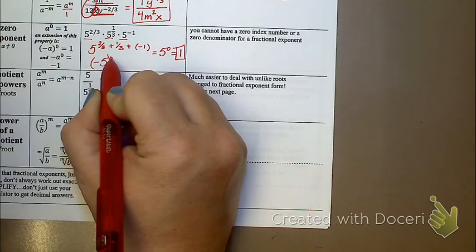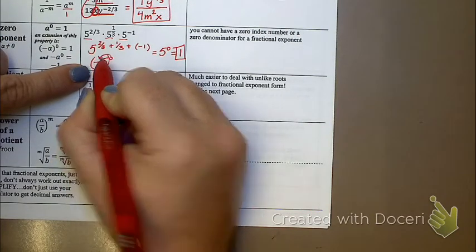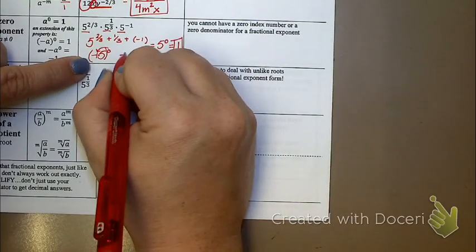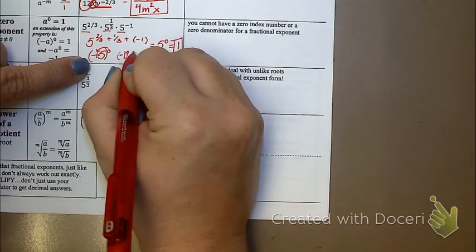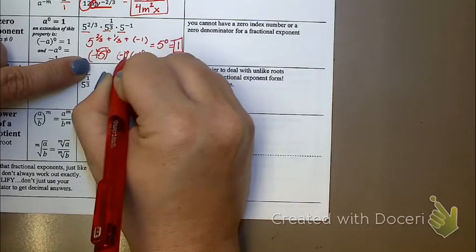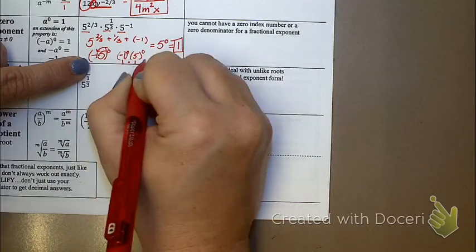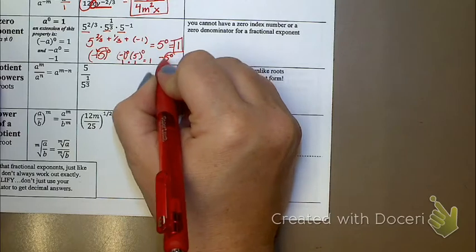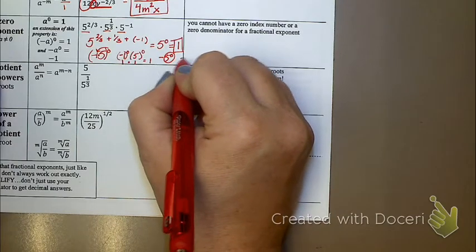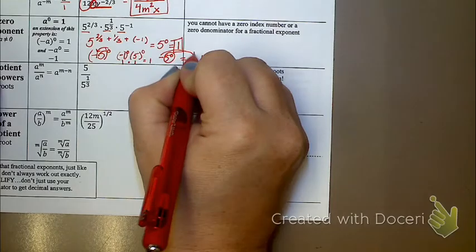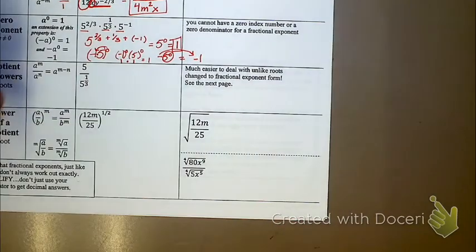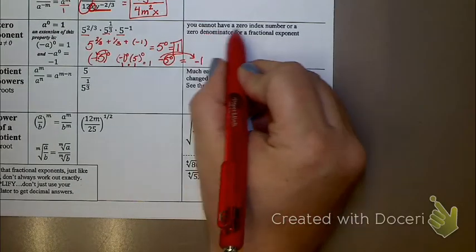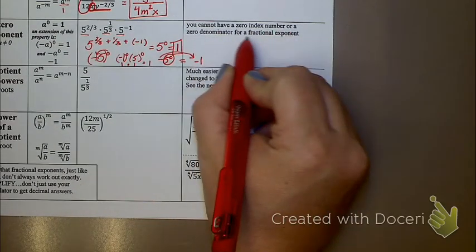If I had negative 5 to the 0, that means the whole thing is to the 0. The negative sign, technically negative 1 times 5, would be negative 1 to the 0 and 5 to the 0, which is 1 times 1, which is 1. But if that negative is not in parentheses, then this is equal to 1, but that negative sign stays out front still. That's the only time, when it's not in parentheses. Okay? You cannot have a 0 index number or a 0 denominator for fractional exponents.